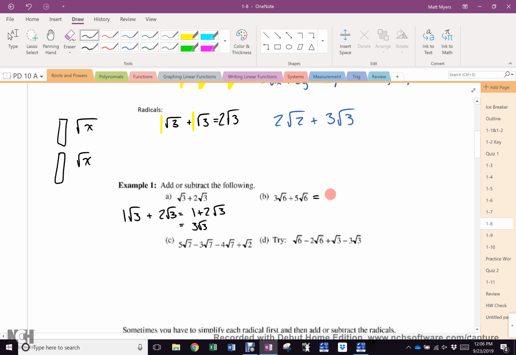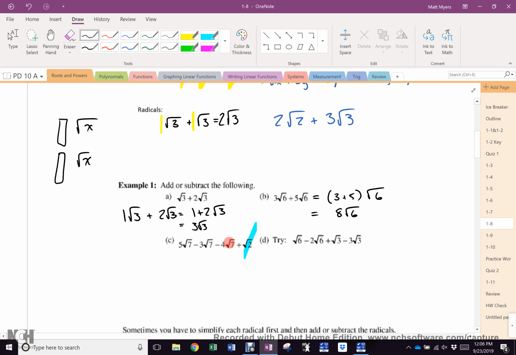Which is really 3 plus 5 root 6, which is 8 root 6. Yeah? Okay, what's different in C? Something's different. Is that blue guy part of the party? He's part of the party, but does he get to hang out with all these root 7s? No. He's like Eeyore.